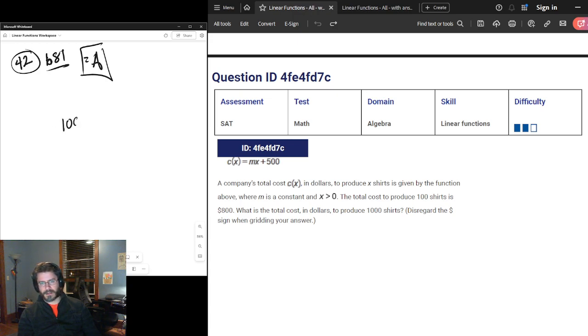So m times 100, because x is our 100, plus 500 is equal to 800. Subtract the 500, divide by 100, so 300 divided by 100 is 3. Okay, so using that, 3 times 1,000 plus 500. Of course, that's 3,000 plus 500 is 3,500. This was question 43, D7C. The answer is 3,500.